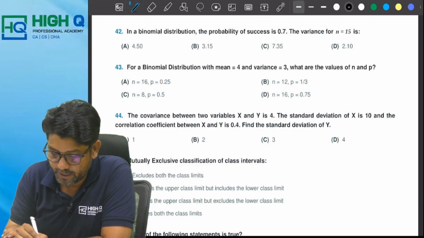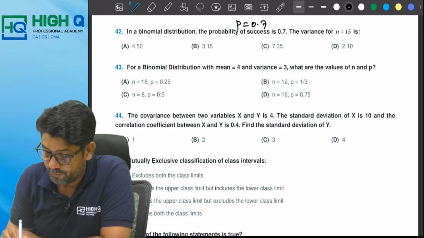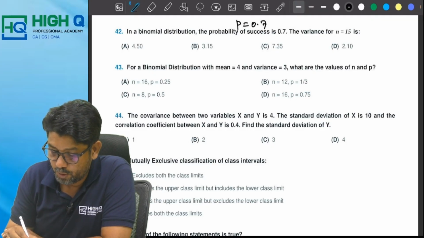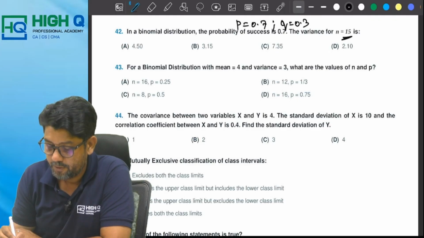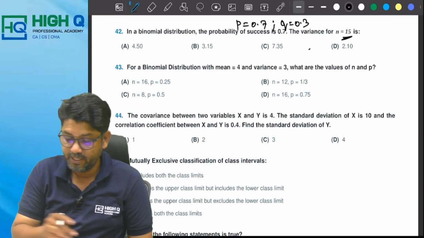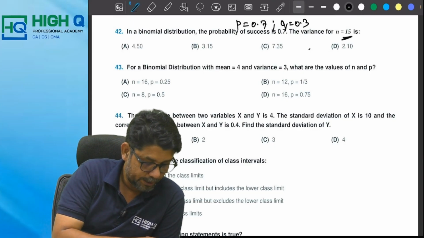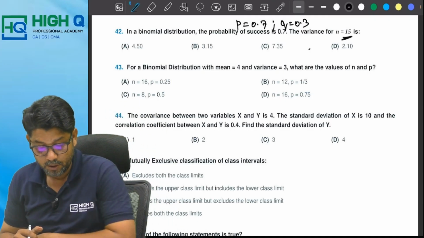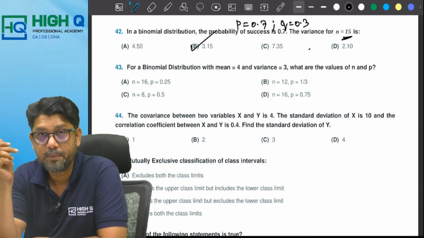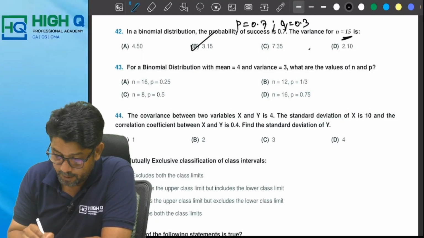In a binomial distribution, the probability of success is 0.7. That means p is equal to 0.7. The variance for n equal to 15 is, we need to find out variance. So p is equal to 0.7, q is equal to 0.3, and variance is npq. So 15 into 0.7 into 0.3, my dear, which is equal to 3.15, option B.